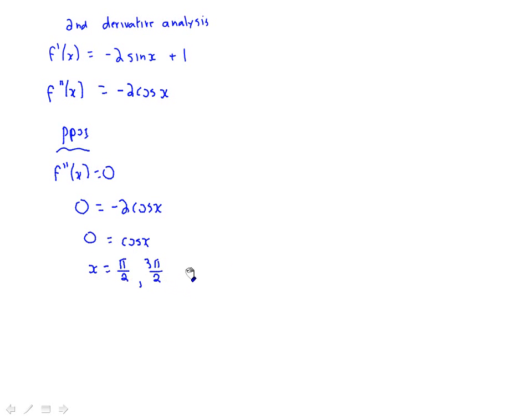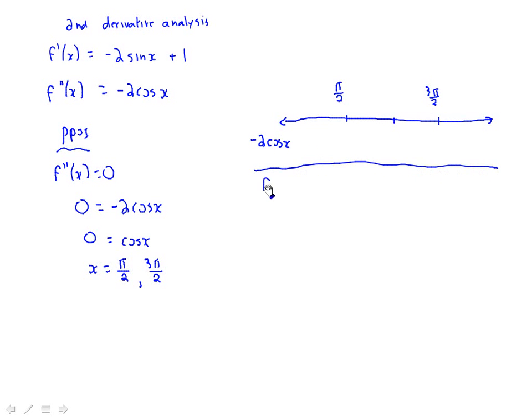So with those two numbers, we can set up our analysis, freehanding this again. And same interval. Here's pi over 2. I'll go pi over 2 right there. And let's move 3 pi over 2 over there. And it's simply negative 2 cos x. And we just see where it's positive and where it's negative. And there's our second derivative. And this will give us our points of inflection.